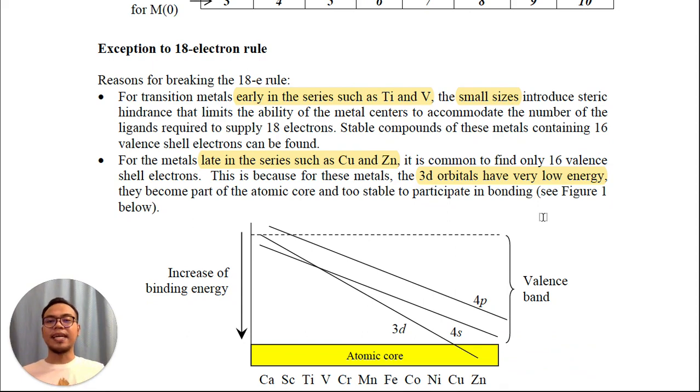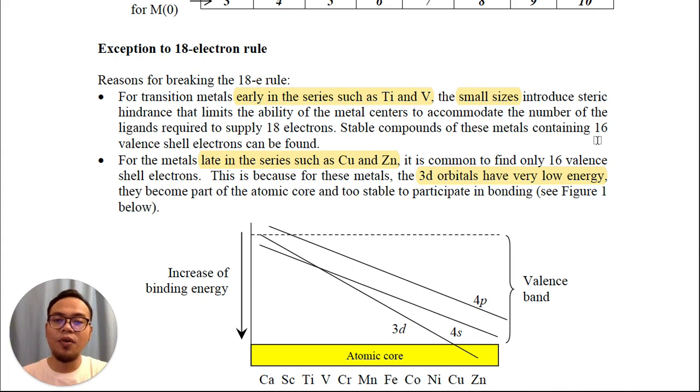Reasons for breaking the 18 electron rule. Rules are made to be broken, people say. So why this rule can be broken? The first reason is your transition metals early in the series, such as titanium and vanadium, as I said, small sizes introduce steric hindrance. So this will limit the ability for the metal to take electrons more from the ligand, hence having less number of electrons in the metal. So stable compounds for these metals containing 16 valence shell electrons. Okay, so they are not going to get 18 electrons.